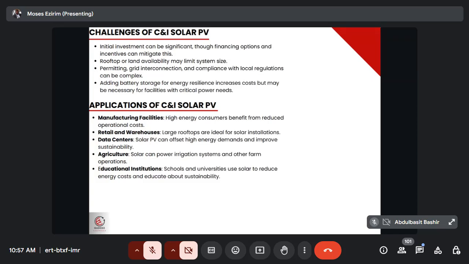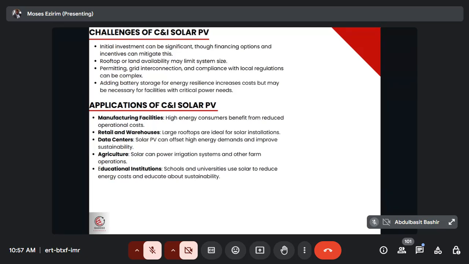I'm sure you know that 96% of manufacturing companies in Nigeria are not connected to the grid. The reason is simply because the grid is not reliable. And I'm sure you know what manufacturing is all about. A manufacturing company that is producing shea butter.